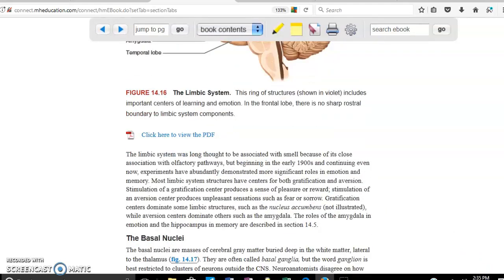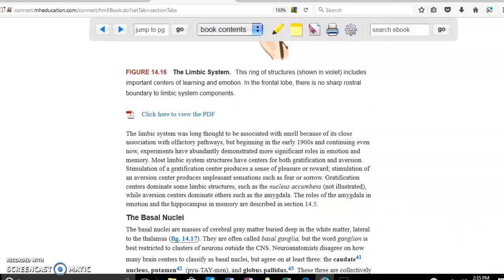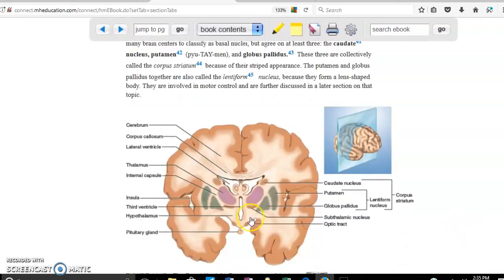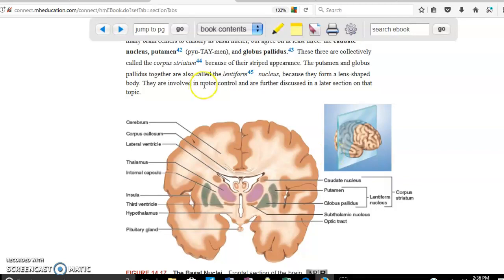Here you can see, for example, that the amygdala right here is in charge of or in control of emotion, and hippocampus is very important in memory. The next topic is going to be the basal nuclei. The basal nuclei are a set of neurons that are going to be located on each side of the thalamus. This is the thalamus, and you see these ones right here, they are on the side. Those are considered basal nuclei. So you need to have this transverse cut like this in order to see these areas right here. These basal nuclei are involved in motor coordination. Right here, you see motor control.